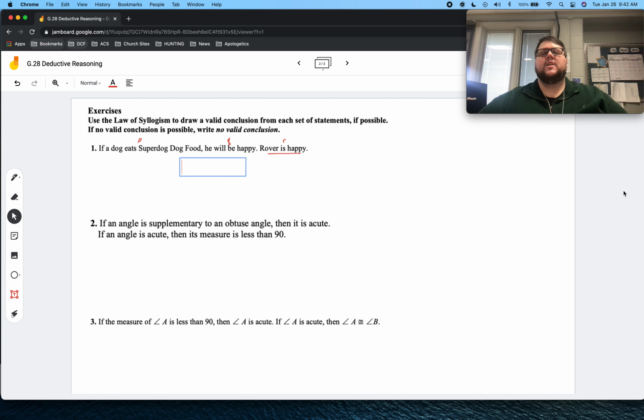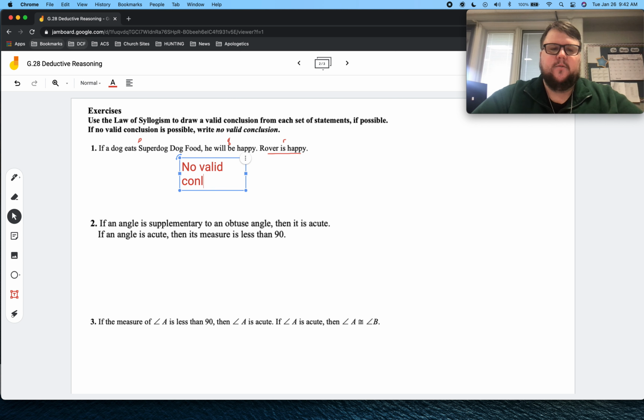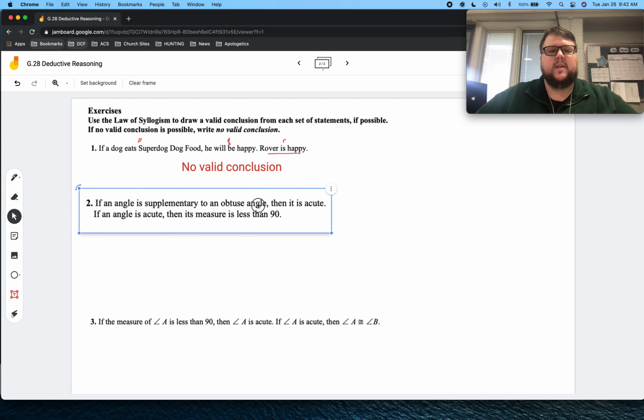We don't have enough information here. Rover could be happy because he's getting a stick thrown and he's playing fetch. He could be playing catch with a ball. So there is no valid conclusion here. So no valid conclusion. That's what we're doing here. Now let's look at this one.